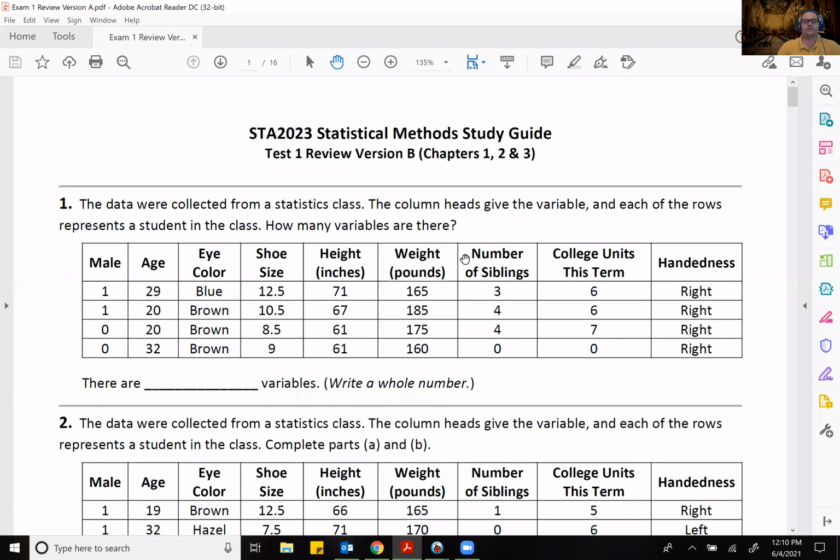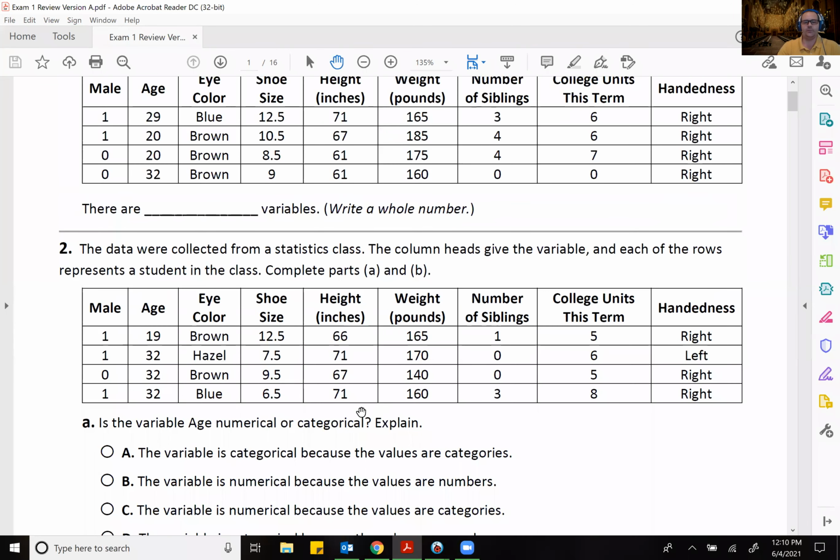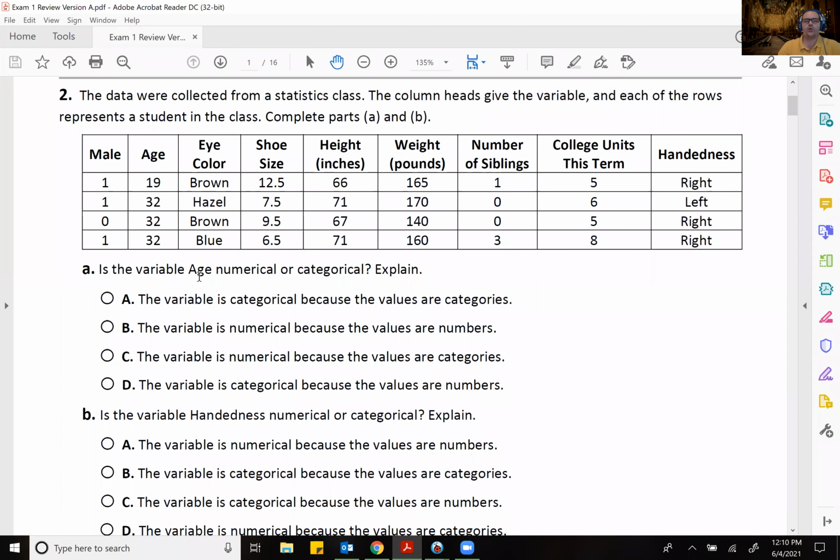Moving on, almost kind of the same data, but again, a little bit different. You know, they move things around. So if we look at question number 2, it says the variable age, is it numerical or categorical? And then you've got a multiple choice question. So what do you think? Age, numerical or categorical? Numerical, because the values are numbers.